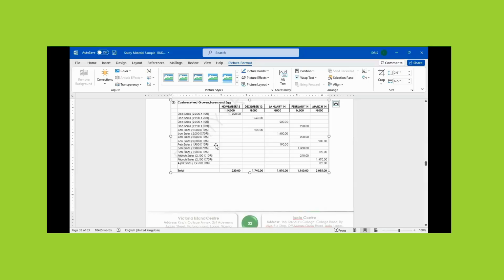Now, on January, the last January is going to be received in February. 200. Do you understand? The last January sales is going to be received in March. 200. Do you understand? Yeah. We move to February sales. How much is February sales?